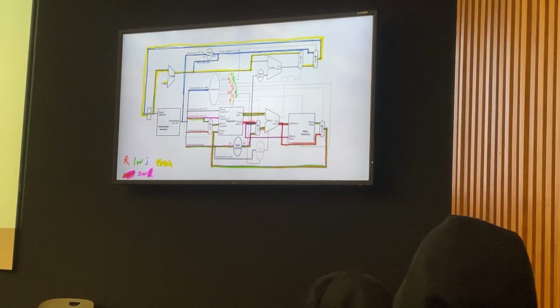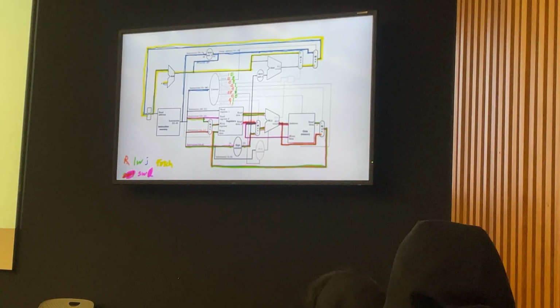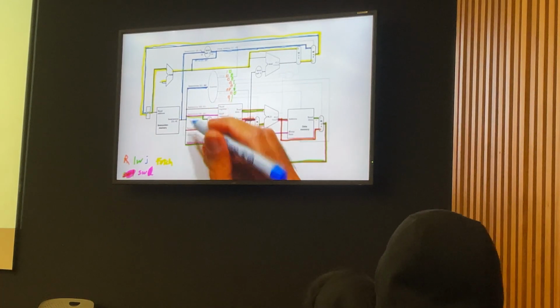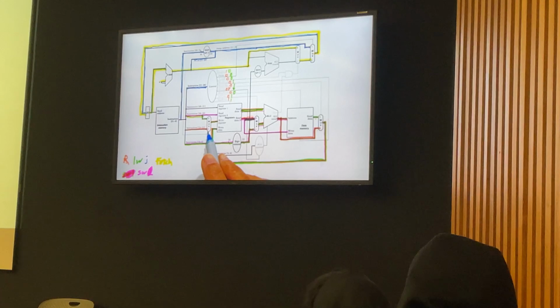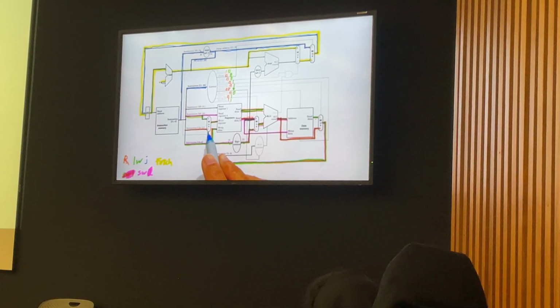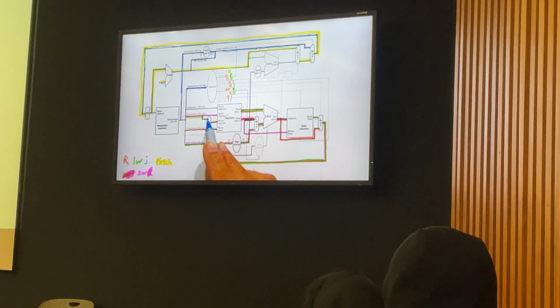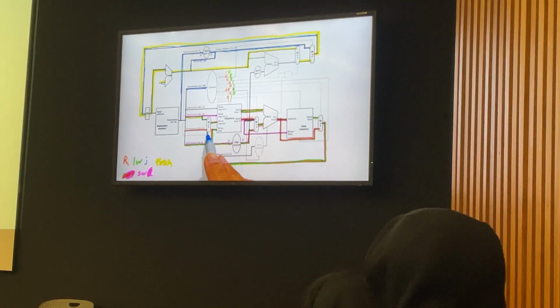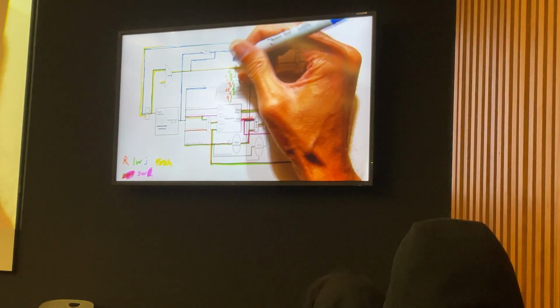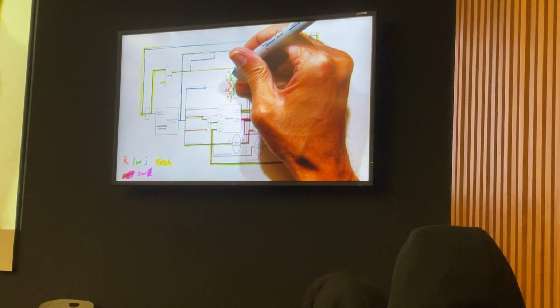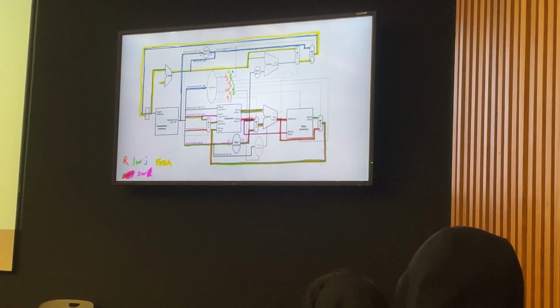Okay, let's do jump. What is this mux for a jump? 0 or 1? Why? Do you see a blue line coming into the 0? Okay. Yeah, well, it could be either, it doesn't matter. So that would be a don't care. Don't cares are indicated by X's.